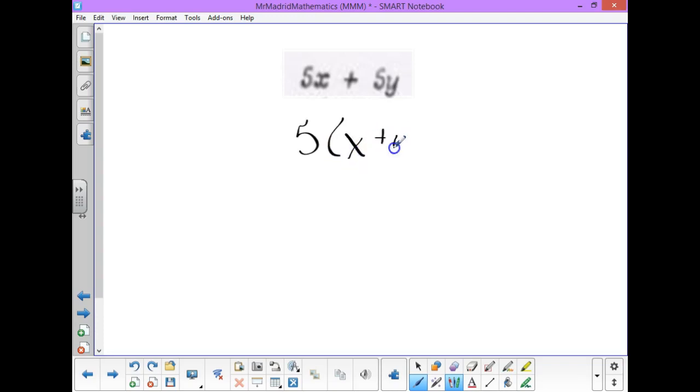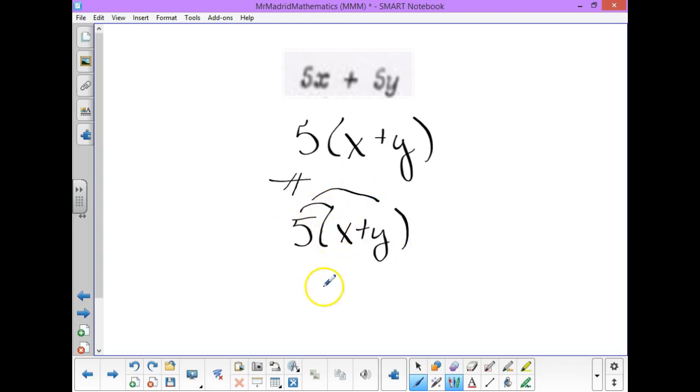Why? Because if I go back and try and put this in there, there's the answer. So I'm done. I just factored. Now if you wanted to check, and you should be checking, I'd go in reverse order. I'm supposed to distribute the 5, so 5 to the x is 5x, plus I need to distribute it to the y, and I get 5y. This check is going to be very important.